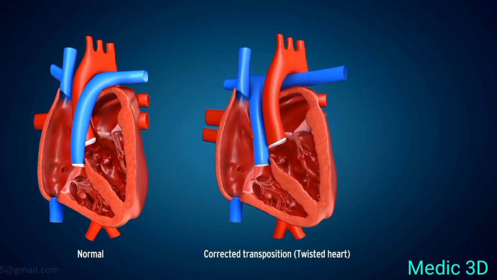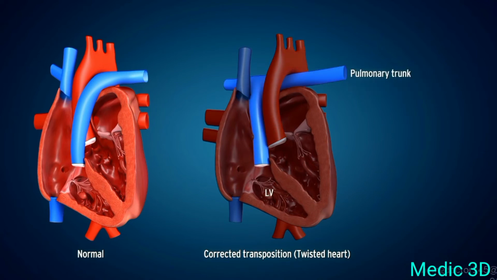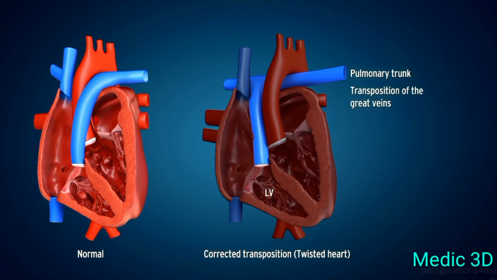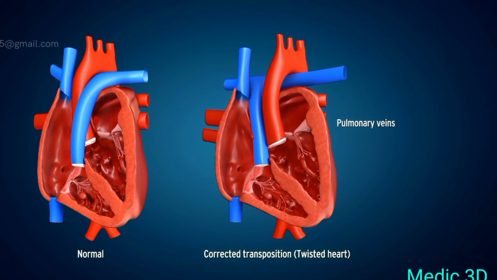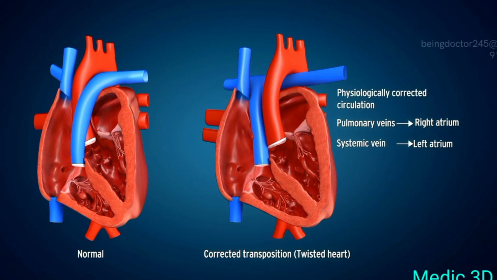Corrected transposition: it is an unusual anomaly. Here, there is complete transposition of the great arteries with aorta emerging from the right ventricle and the pulmonary trunk from the left ventricle. This is accompanied with transposition of the great veins as well. The pulmonary veins enter the right atrium and the systemic veins drain into the left atrium. This leads to physiologically corrected circulation.